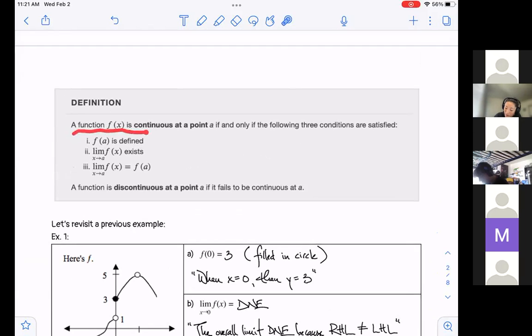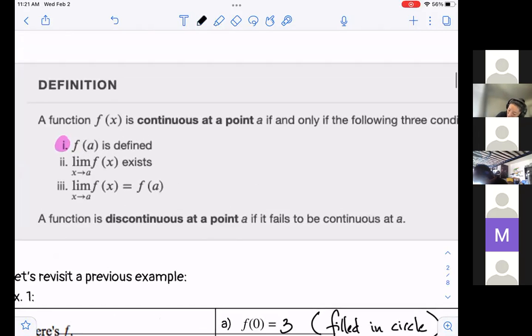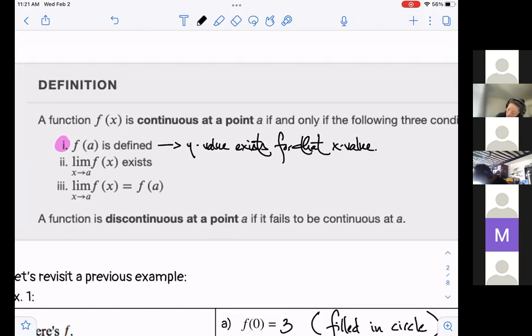So the function f of x is continuous at a point if and only if the following three conditions are satisfied, okay? And so we want to make sure that it is, first of all, the y value is defined, okay? This means that a y value exists for that x value, okay?